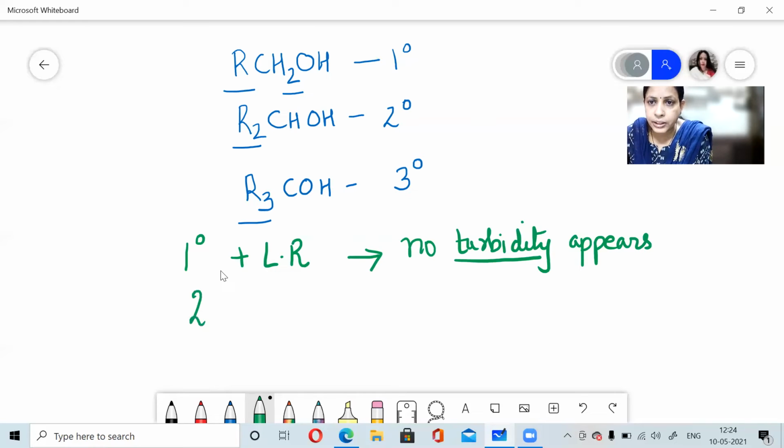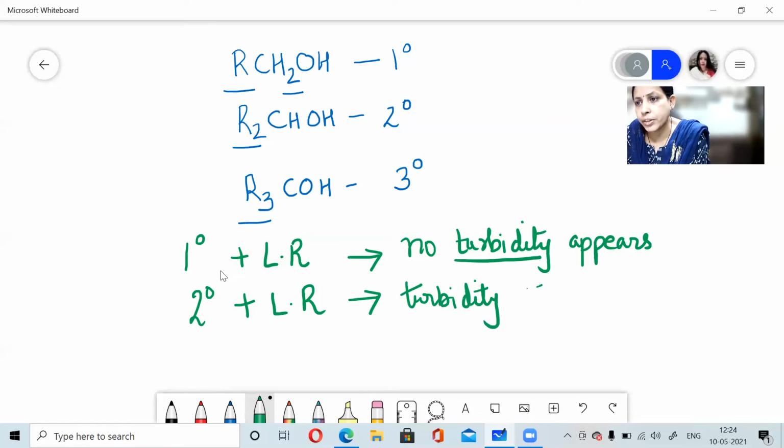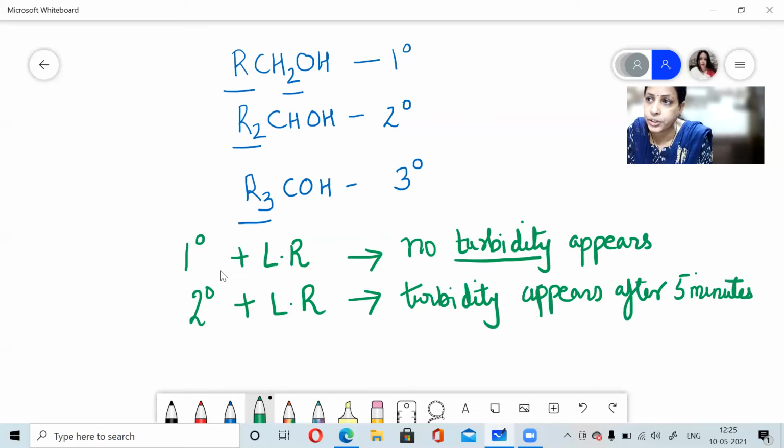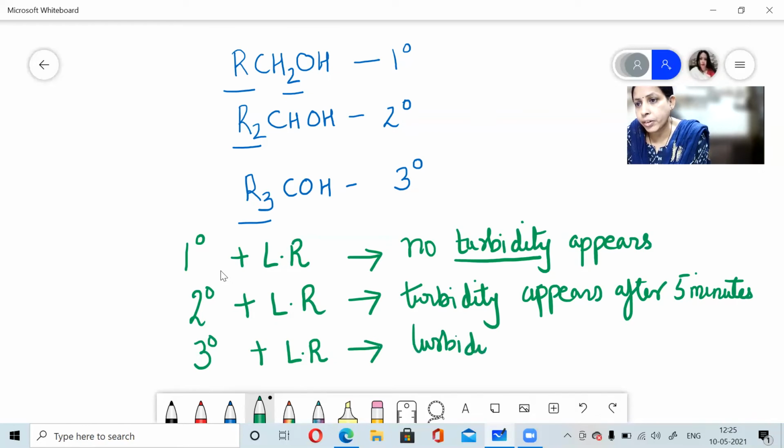Now, when we are taking a secondary alcohol and we are mixing the Lucas reagent with the secondary alcohol, we find that your turbidity appears after 5 minutes. Now, this is the experimental time which has been calculated. So you cannot change. You have to write 5 minutes. Now we come to the last, that is your tertiary alcohol. Now with this tertiary alcohol, when we are mixing the Lucas reagent, your turbidity appears at once.